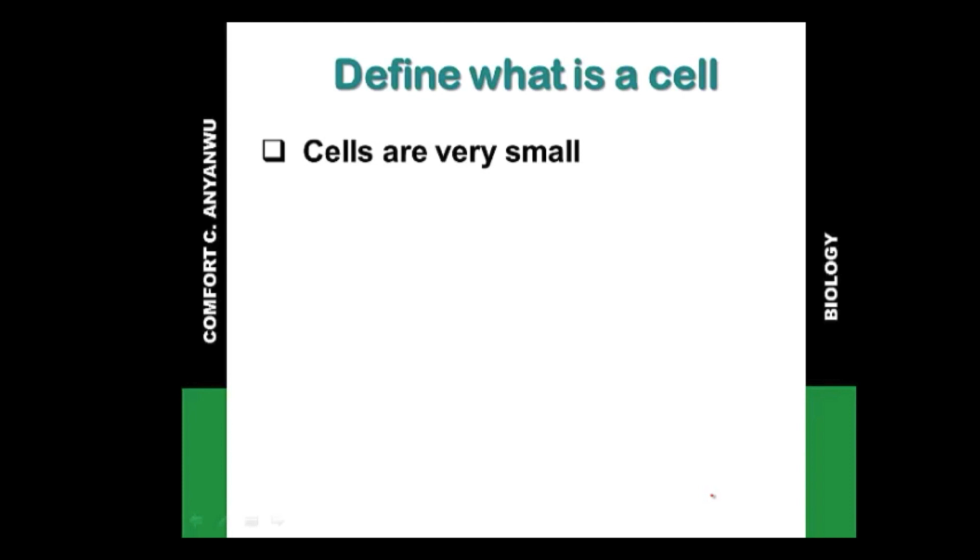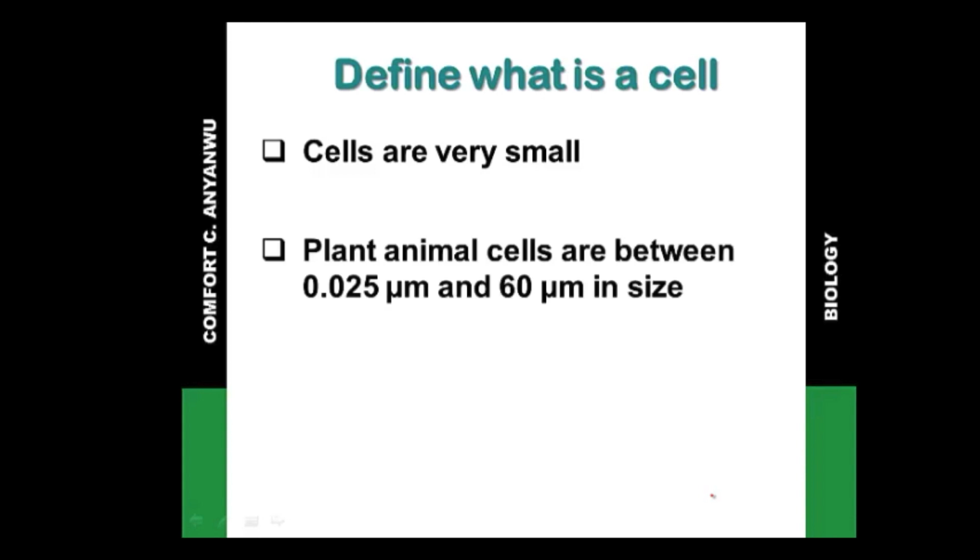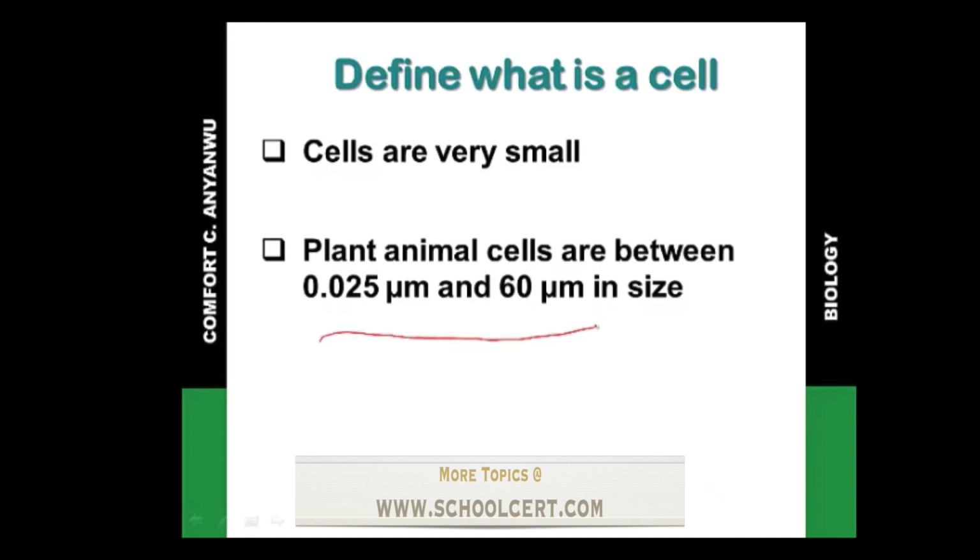Cells are very small to be seen by the human eyes. A typical plant cell is between 0.05 micrometer, and while that of animal is 60 micrometer in size. Thinking about this, a micrometer is simply as tiny as a strand of human hair. Just one strand of human hair. That's how small a micrometer looks like.